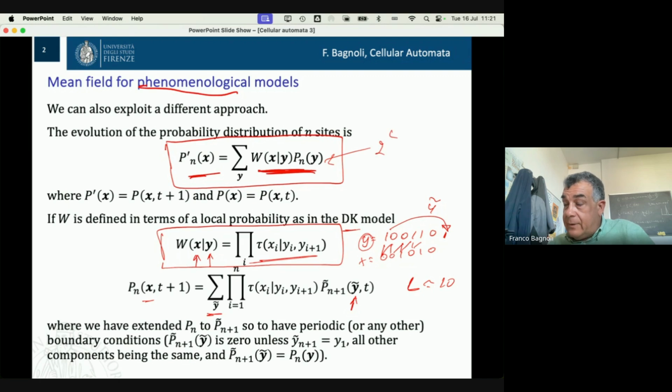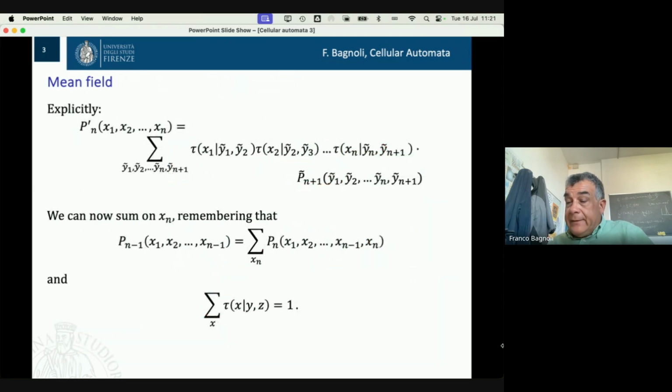So for L equal 10, it is 1,000. For L equal to 20, we have 2,000, 1 million. But now what we can do is, first of all, to write down explicitly all the terms. Now, I have put in this distribution the subscript n, meaning that this is a distribution that depends on n plus 1 terms. This depends on n terms.